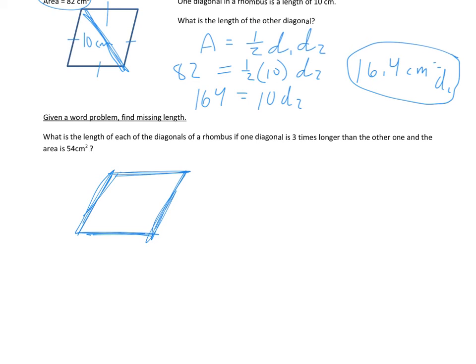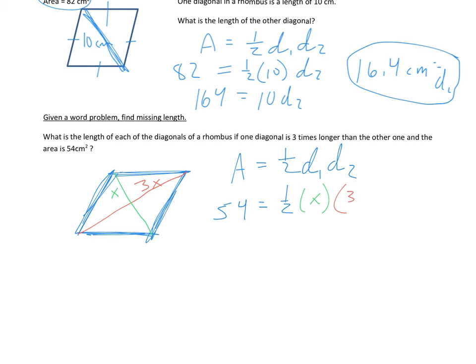Here we go. And they say the length of one diagonal is 3 times longer than the other one. Well, let's say that this green diagonal is length x. That would make the red diagonal, which is 3 times longer than that, 3x. So if I write out the formula, area equals 1/2 d1 times d2. They tell me the area is 54. The length of d1 is x. The length of d2 is 3x. And now I'm going to solve for this.